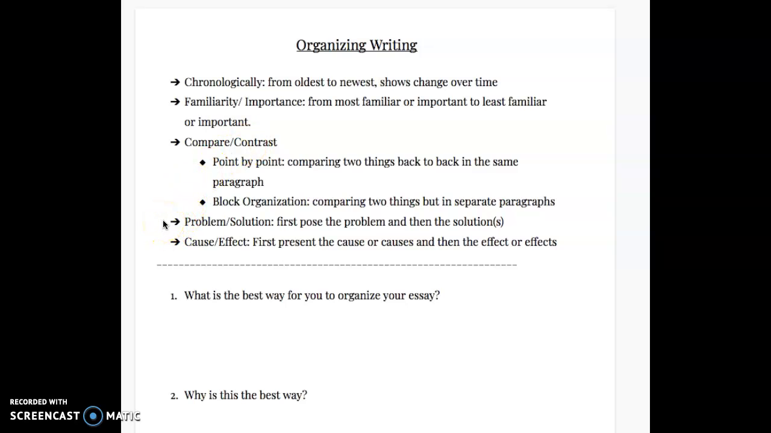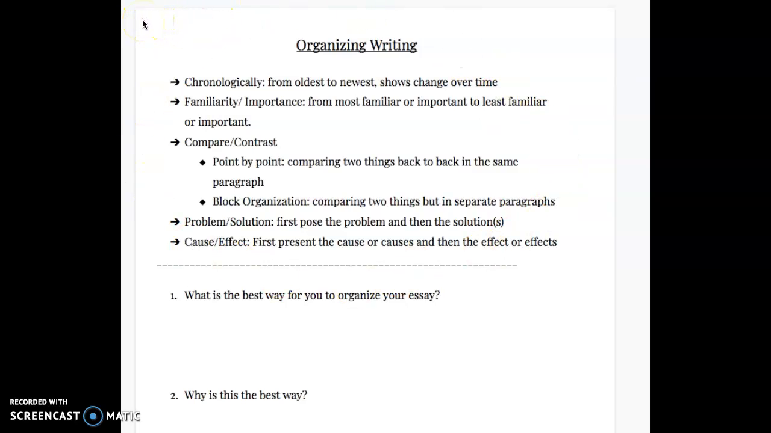Another one is a problem solution. So first you pose the problem and discuss the problem with your audience or your readers, and then come up with the solutions for your proposed problem. And another one is cause and effect. So first you present the cause of something and then how it has affected people or the planet or whatever it is that the effect is. So these are some different ways that you can organize your writing.